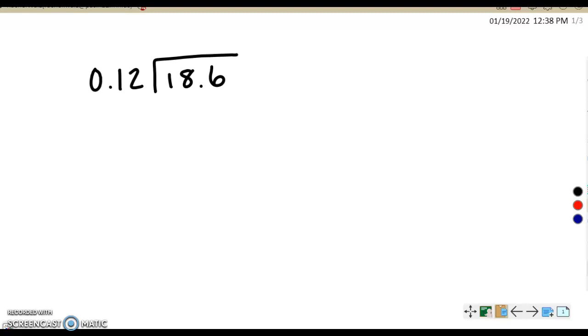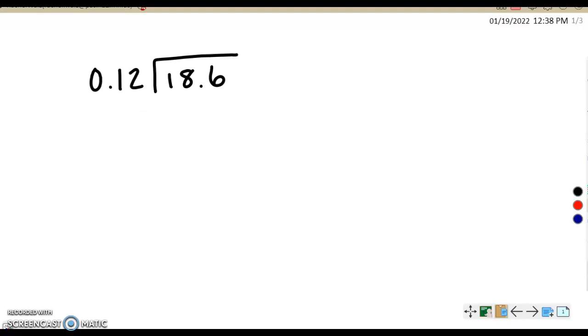So when dividing a decimal by a decimal, you cannot have any decimals on the outside. That's just a rule when you're dividing: you have to have a whole number on the outside. So that means you have to move the decimal to create a whole number. And then whatever you do to the outside, you have to do the same thing to the inside.